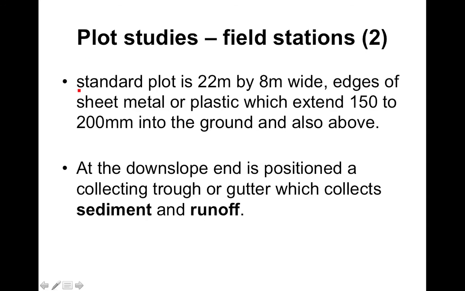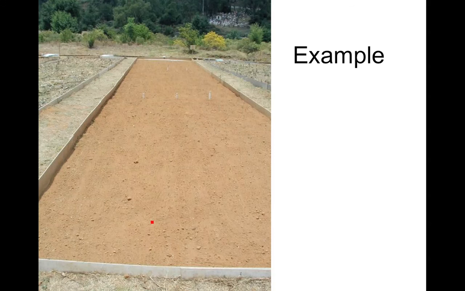So a typical standardized plot might be 22 meters long by 8 meters wide. You have sheet metal on the sides, which extends up, or plastic, which extends 150 to 200 millimeters into the ground and a little bit above. And then at the bottom, you can collect the runoff and erosion in gutters and put it into barrels, right, and measure it. So that's what a standardized plot could look like, for example.